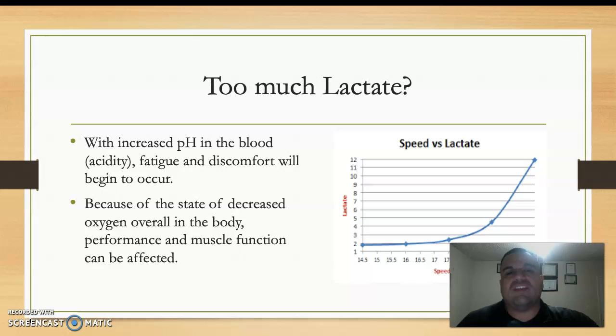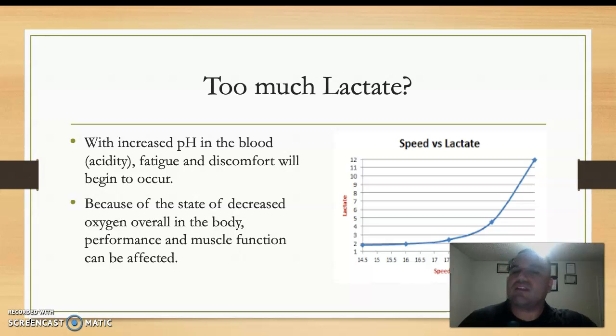Is there too much lactate? Is that ever a bad thing? Well, I think there is. With a decrease in pH in the blood, also known as acidity, fatigue and discomfort will begin to occur overall throughout the body, and particularly we're talking about exercise, so the muscles tend to feel heavier, a little harder to contract. And because of this state of decreased oxygen overall in the body, performance and muscle function can be affected. This limits your overall physical performance.